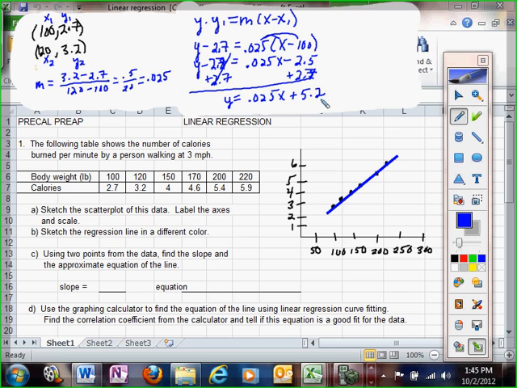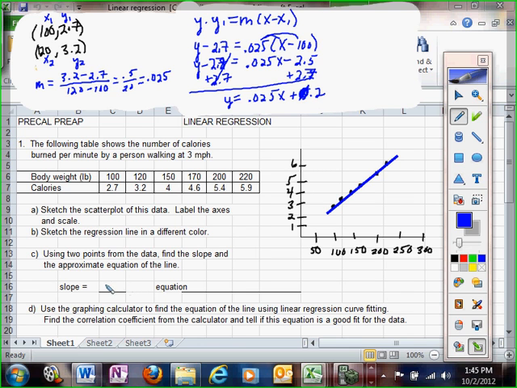Is it not 5.2? Negative 2.5. Oh, let me correct this really quick. Negative 2.5 plus 2.7 is 0.2. So it's just 0.2. So this would be my equation, y equals 0.025x plus 0.2. And so that would be C.